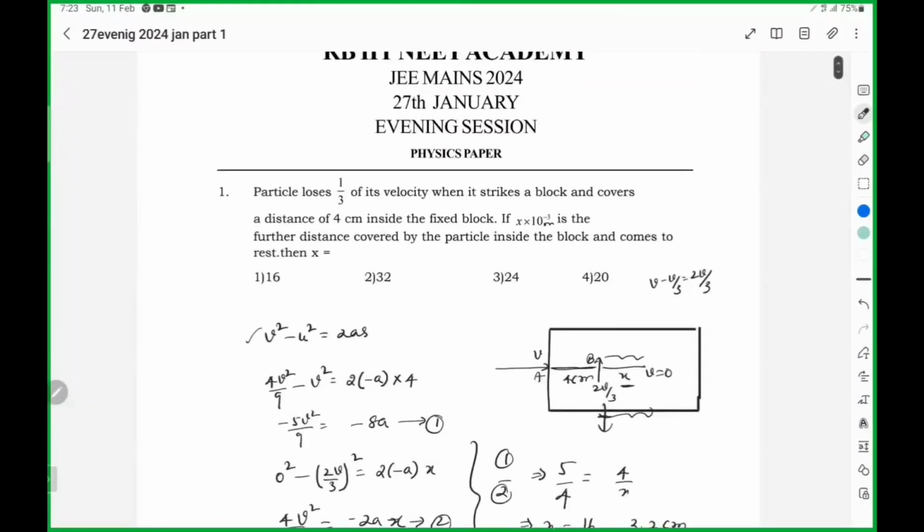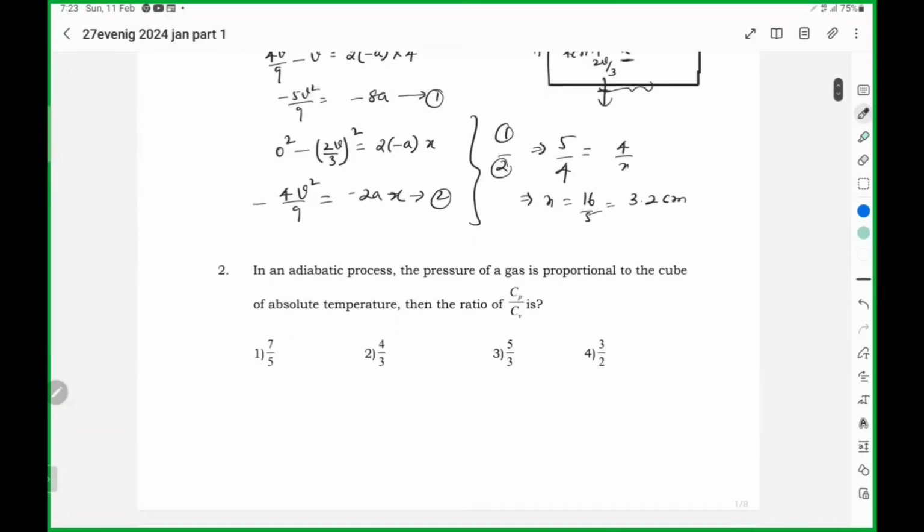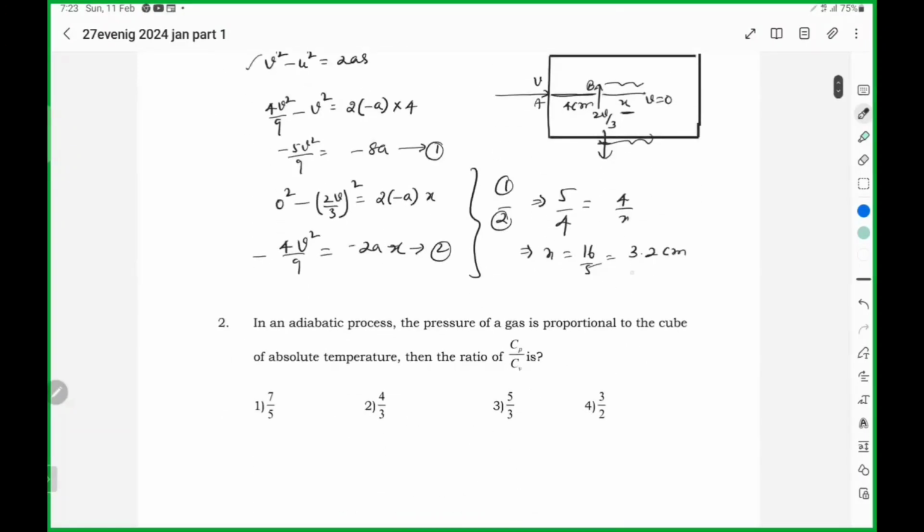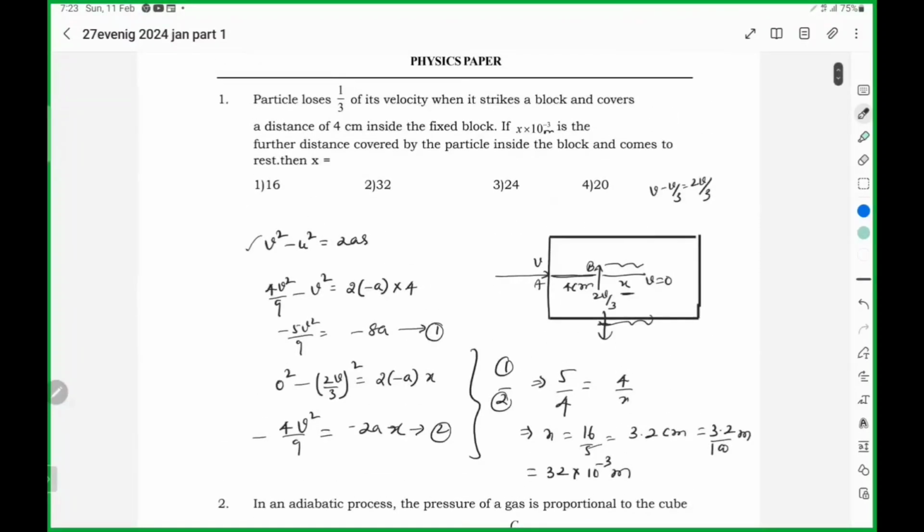I think it is given in centimeters, but he is asking in meters. So 3.2 by 100 meters. That is 3.2 into 10 power minus 2 meters. He is asking for the answer to this question.